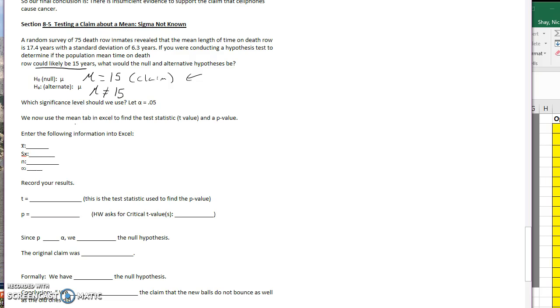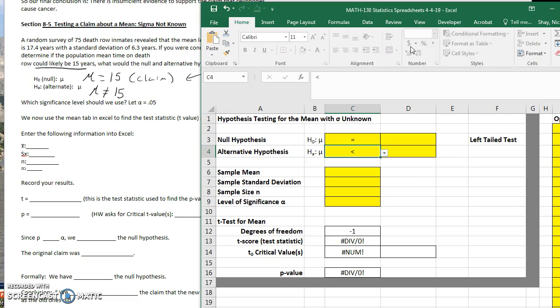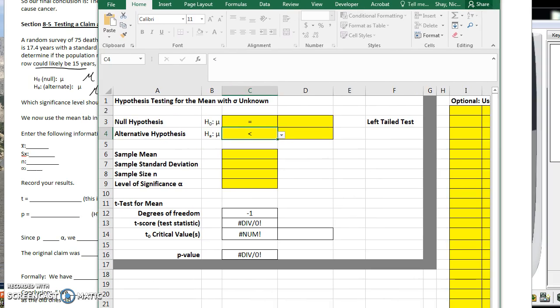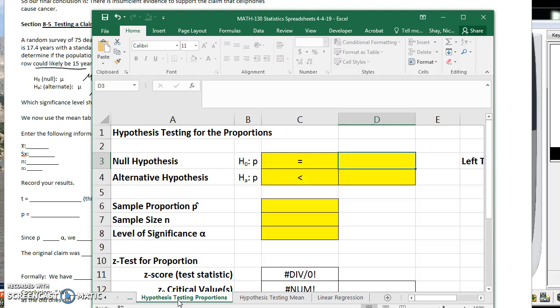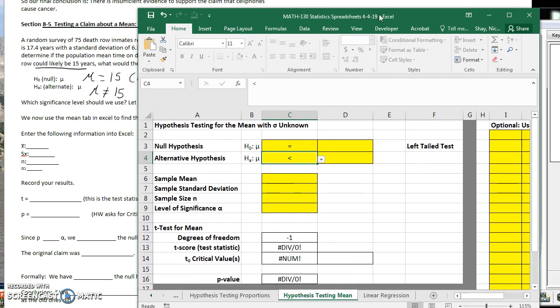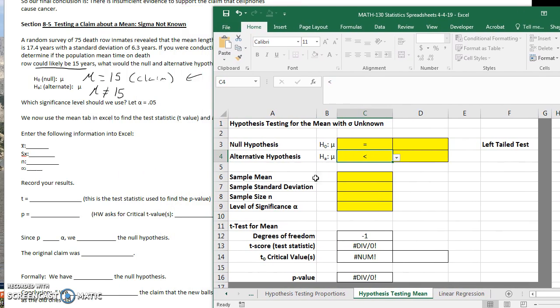We're now going to use the mean tab in Excel to find the test statistic and the p-value. So when you look over in our Excel spreadsheet, let me show you where this is. When you're looking at the whole spreadsheet, you've got your proportions tab, which we were working with previously, and then the next one over is hypothesis testing for means. And we need some information. Well, we know our null hypothesis is going to be equal to 15. So then the alternative is going to be that it is not 15. So we change that to not 15.